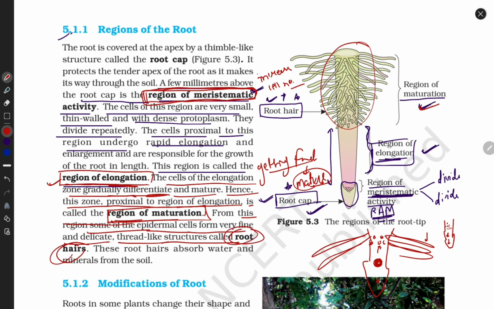What is the function of root hairs? Absorb what? Simple. Absorb water and minerals. From where? From soil, and transport by the help of xylem throughout the body parts of the plant.